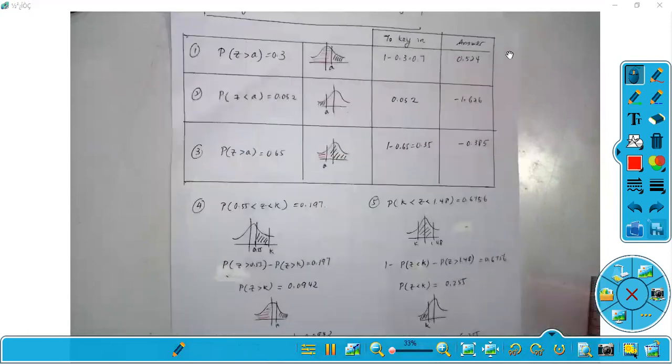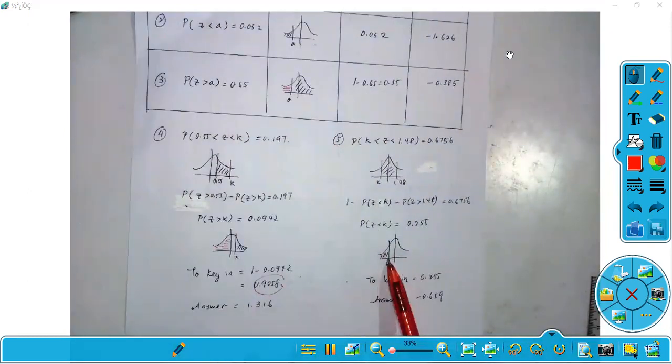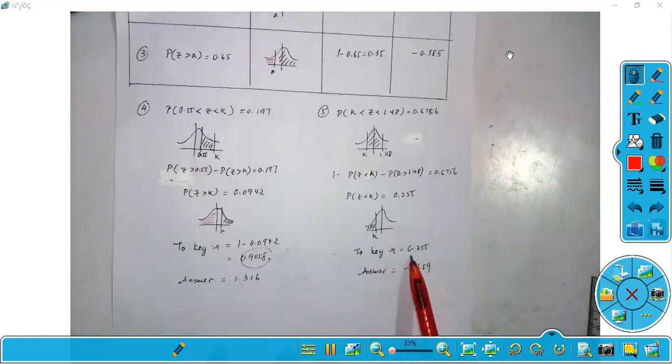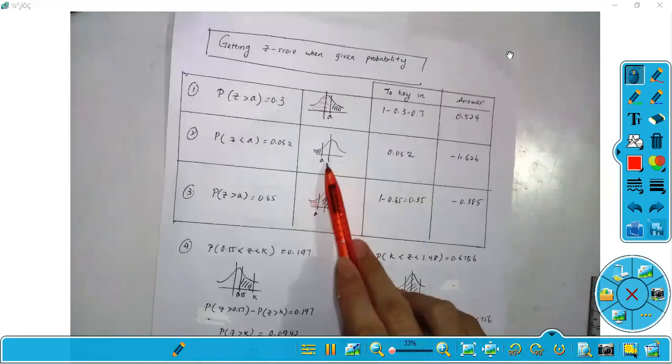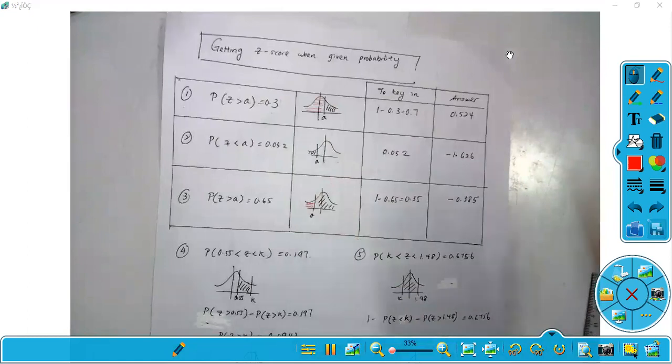Then number 5, for K until this one. We draw the graph like this. Sure, we have to do some calculation to get this one out. After we get this out, it is 0.255. It already starts from the negative side, so we don't have to do anything. Just key in 0.255. So this comes back to our pattern 2 just now. Now I'm going to show you how to use the ClassWiz calculator.